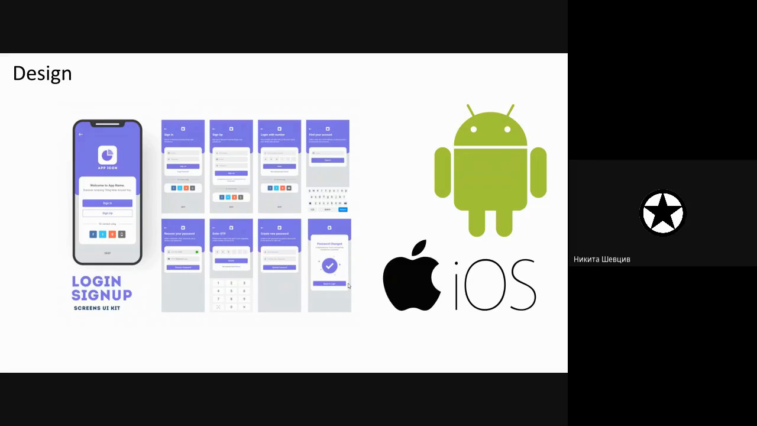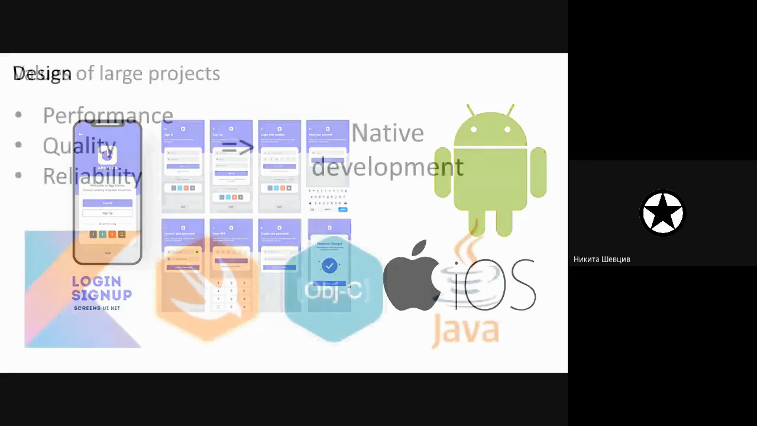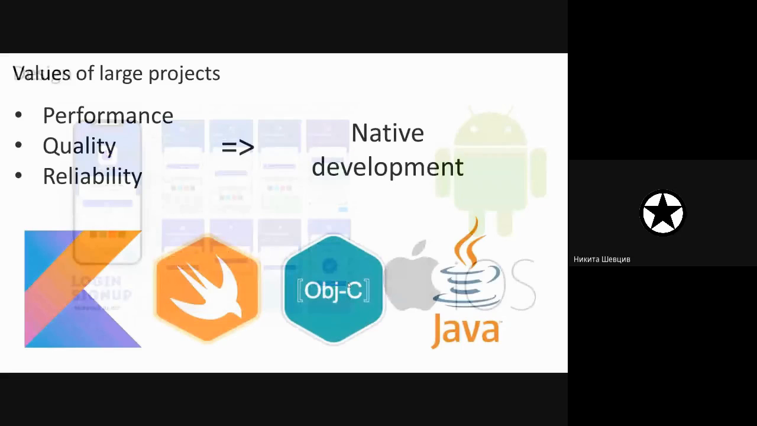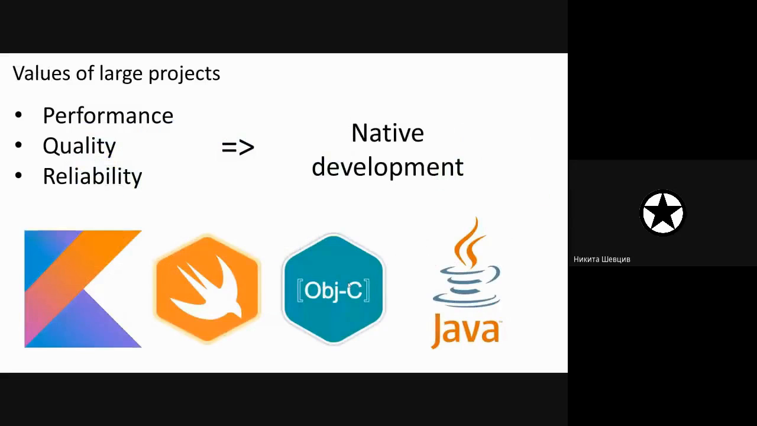Native development languages for Android and iOS would be better tools in this case than cross-platform technologies. Long-term projects are not aimed at saving resources. In this case, customers are looking for performance, quality, and reliability. Native development in large-scale projects will be the best solution.